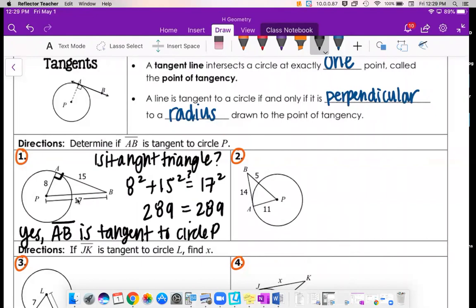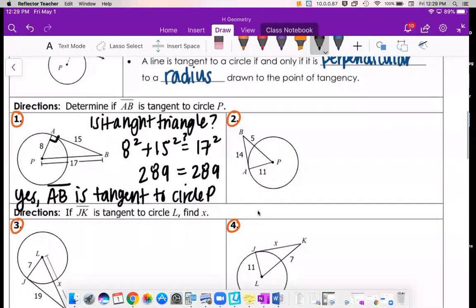Okay, and then number 2, same thing. This one is a little bit trickier though, in the fact that they give you the radius is 11 and they only give you this little tiny part is 5. So the distance from the edge of the circle to the center has to be 11. That means this whole side is actually 16.